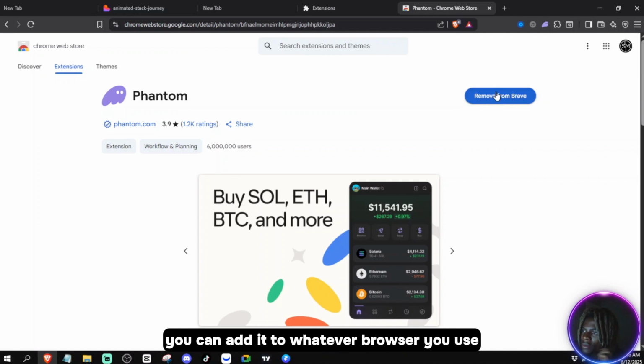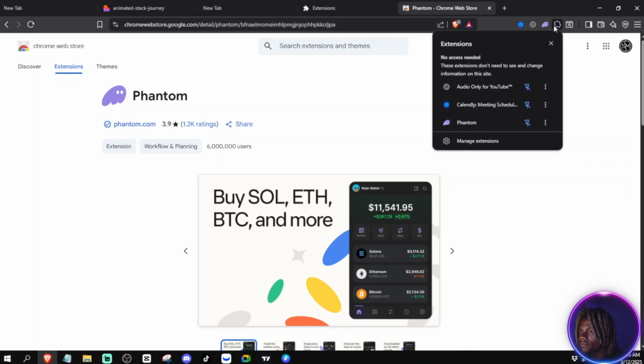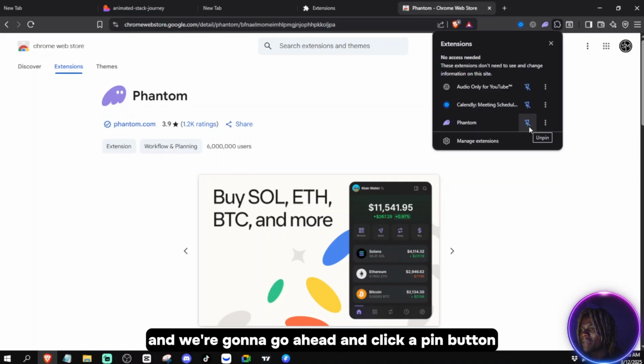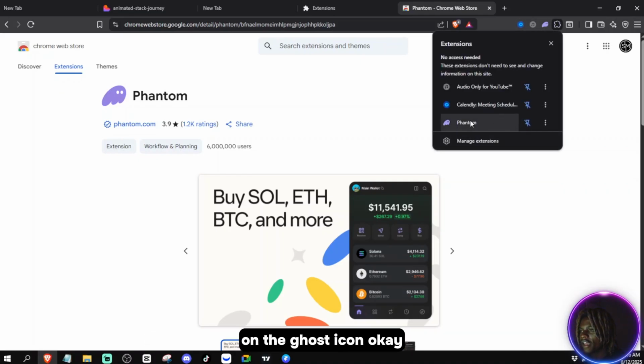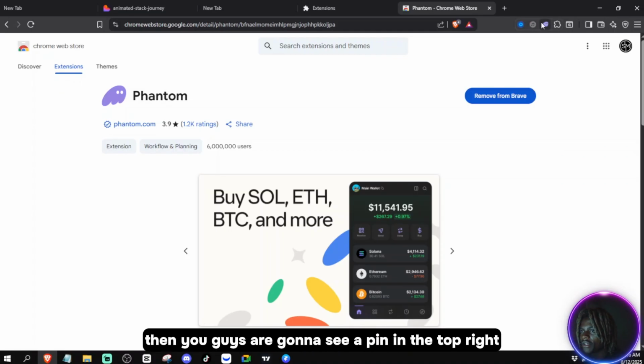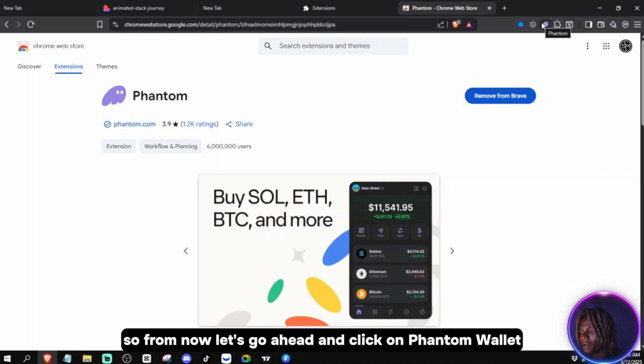You can add it to whatever browser you use. And if you don't see it up here on the top right immediately, click on the puzzle piece, and we're going to click the pin button on the ghost icon, where it says Phantom. Then you guys are going to see a pin in the top right. This is going to give us easy access to our crypto. From now, let's go ahead and click on Phantom Wallet.